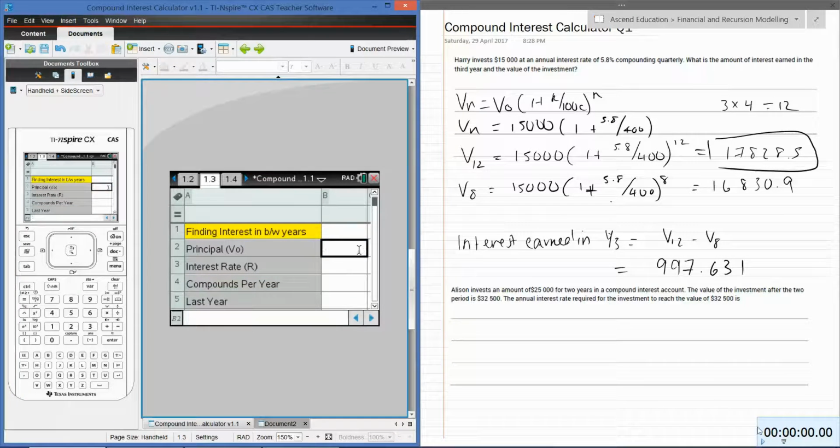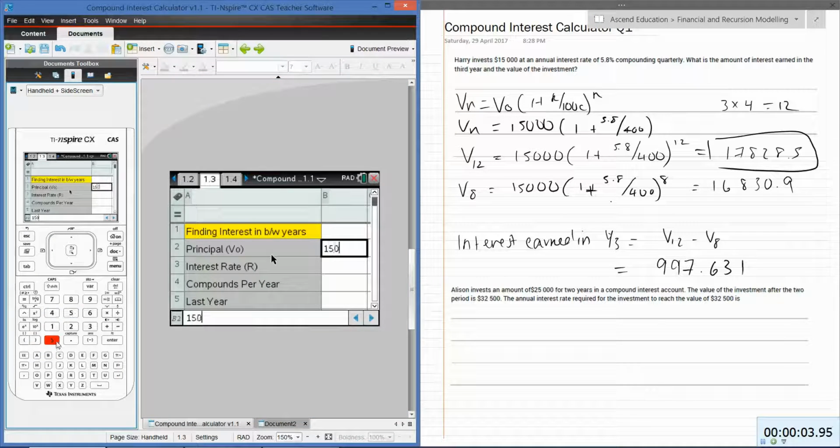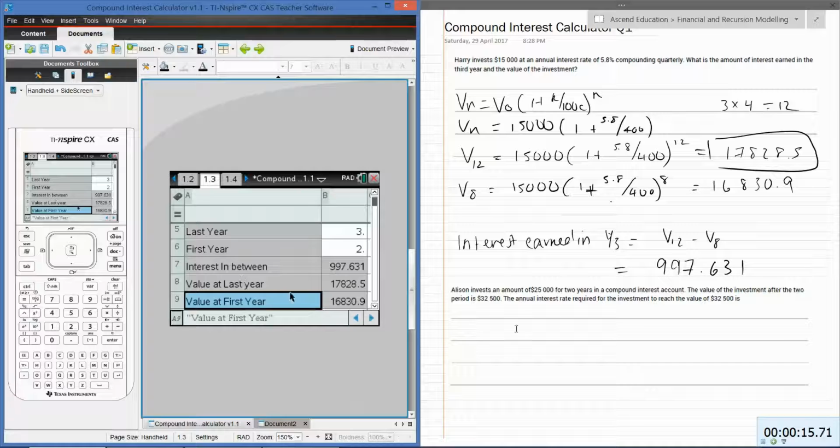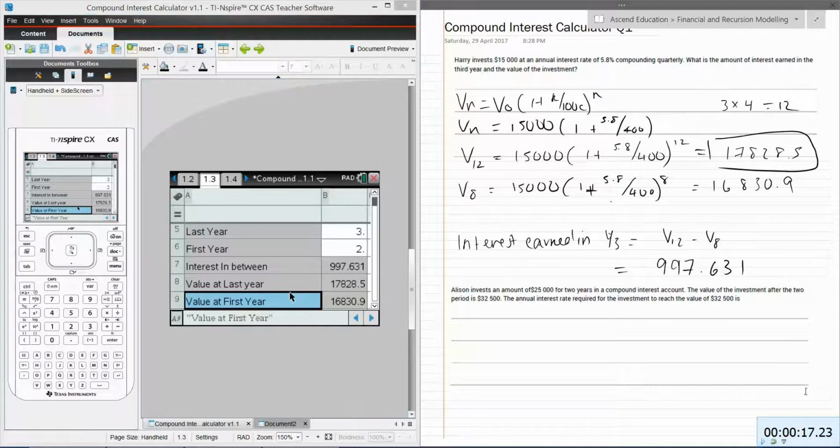Let's press play. The principal invested is 15,000. The interest rate is 5.8%. The compounds per year is 4. The last year is the third year, and the first year is the second. And we stop there. 17 seconds. Interest in between is 997.631, and a value at the last year, which is year 3, is 17,828.5. So this took about 1/6 of the time, and it checked your answers for you.